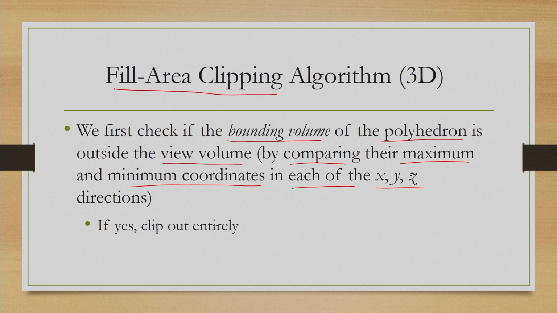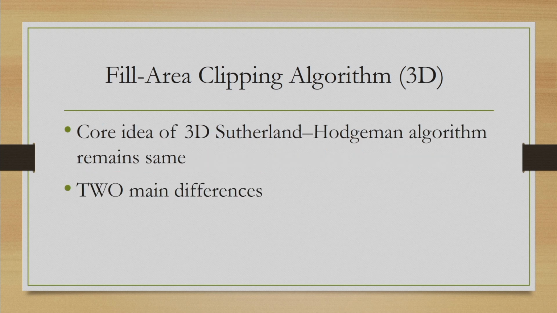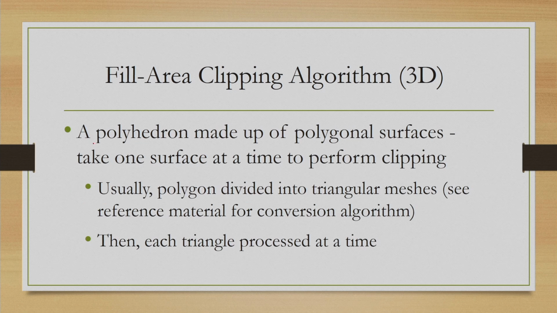If the bounding volume is outside, then we clip it out entirely. Otherwise, we apply the 3D extension of the Sutherland-Hodgman algorithm for clipping. Here also the core idea of the 3D Sutherland-Hodgman algorithm remains the same as the 2D version, with 2 main differences. What are those differences? A polyhedron is made up of polygonal surfaces. So, here we take one surface at a time to perform clipping.